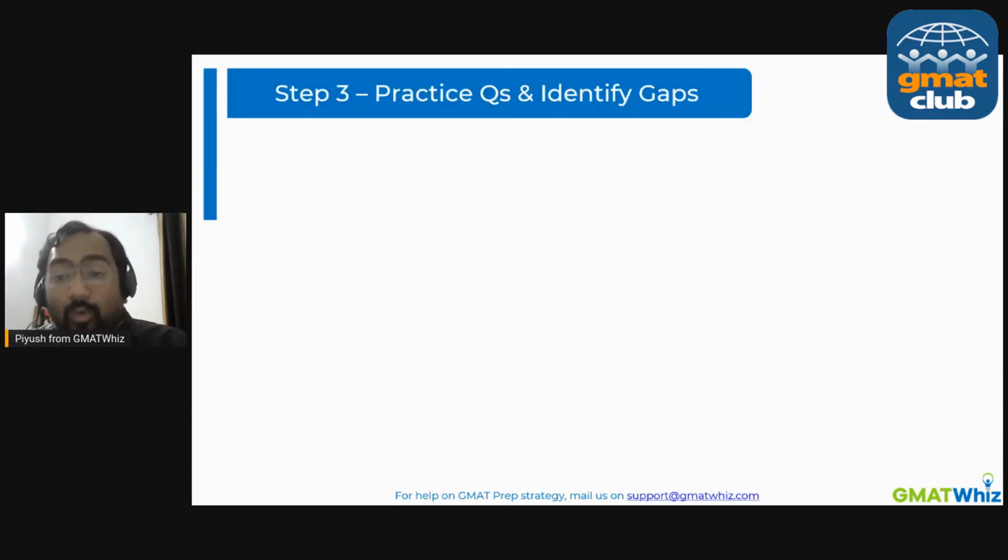All right, guys. And only after that, once you have analyzed the solutions, you should then move to the third stage, which is to practice questions and identify the gaps. So you should ensure that now that you have actually understood all the topics and all the methods, for that particular question, you have exposed yourself to all the variations.